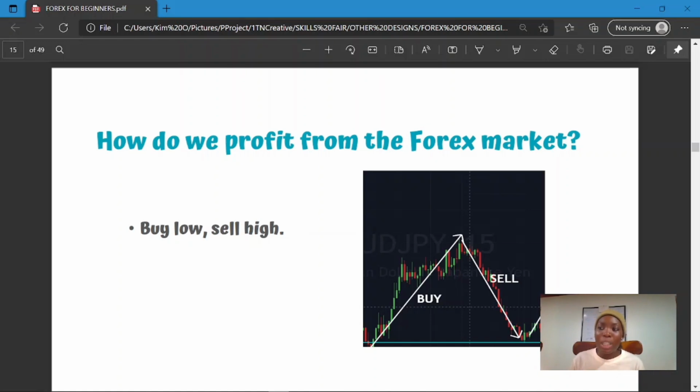So if you expect something to go high, you buy and hold. When you expect the value of a currency to go up, you buy it and you hold it. When you expect the value of that currency to go down, you sell it. All right, that's why it's written here, you buy low.